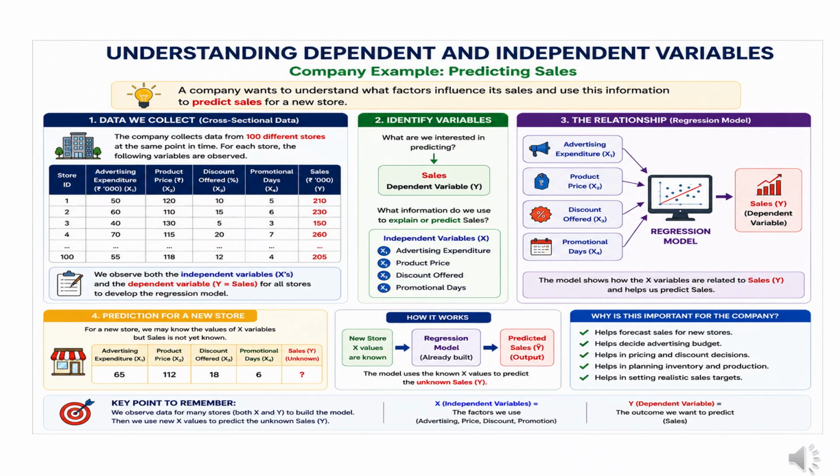So, remember this simple sequence. Known X plus known Y, build the model; new X plus model, predict unknown Y. In very simple terms, X represents the information we use, and Y represents the outcome we want to predict.